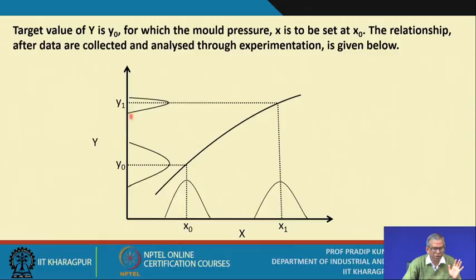Target value of y is y0, for which the mole pressure x is to be set at x0. The relationship after data are collected and analyzed through experimentation is given below. So this is the relationship, and in the majority of cases the relationship is non-linear. So the problem I have already mentioned. Now the question is, what do you need to do? That means you have to, by using the same process, get the value of y0, as well as reduce the variability from this level to this level. Okay, so that is the challenging assignment given to you.